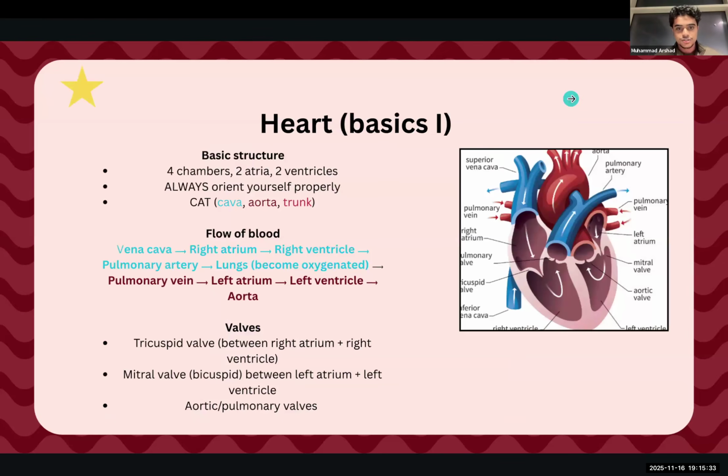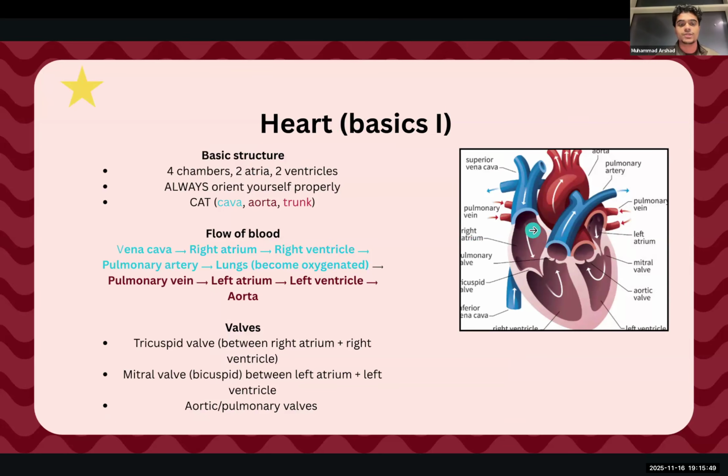Okay, so I need you guys to focus here with me. We're going to be going over the basics of the heart. I'll try to go over this quickly because I'm sure you guys already know this for the most part. But the basic structure of the heart is that it has 4 chambers. There's 2 atria and 2 ventricles.